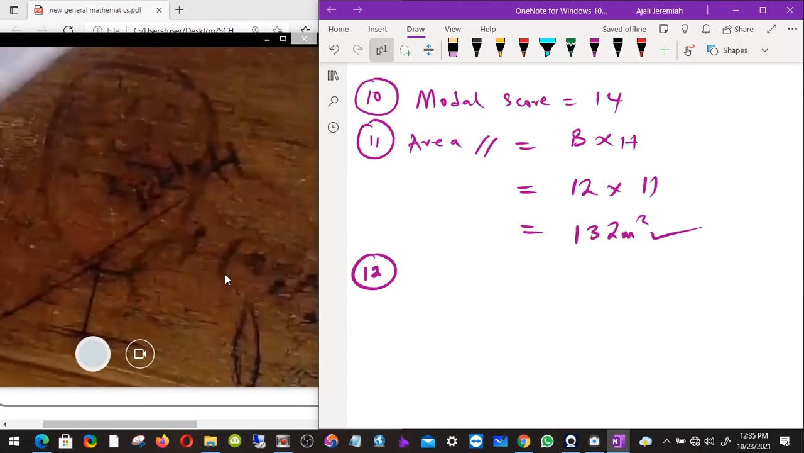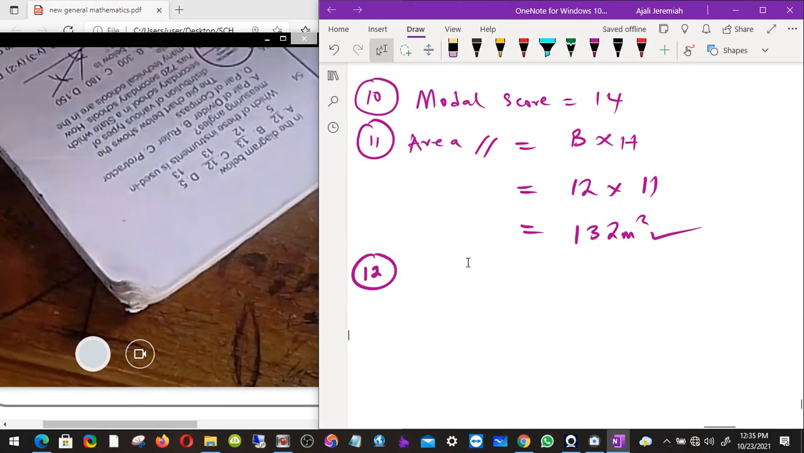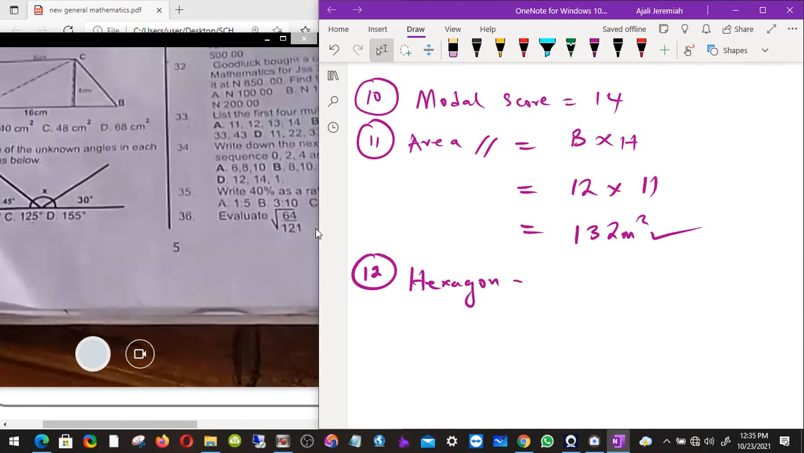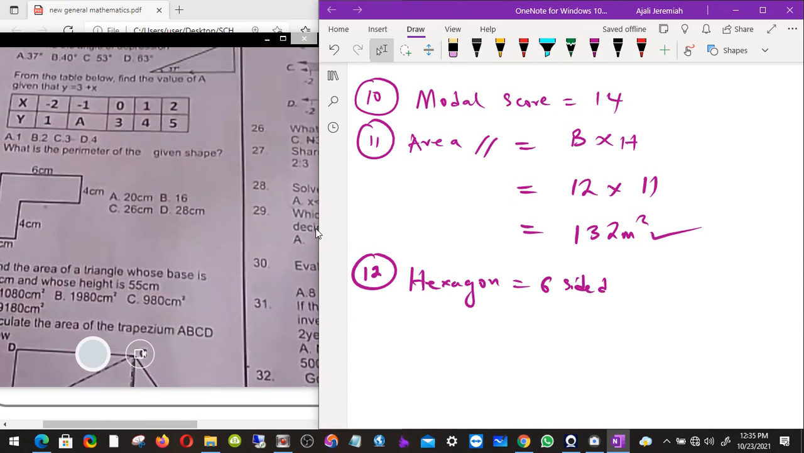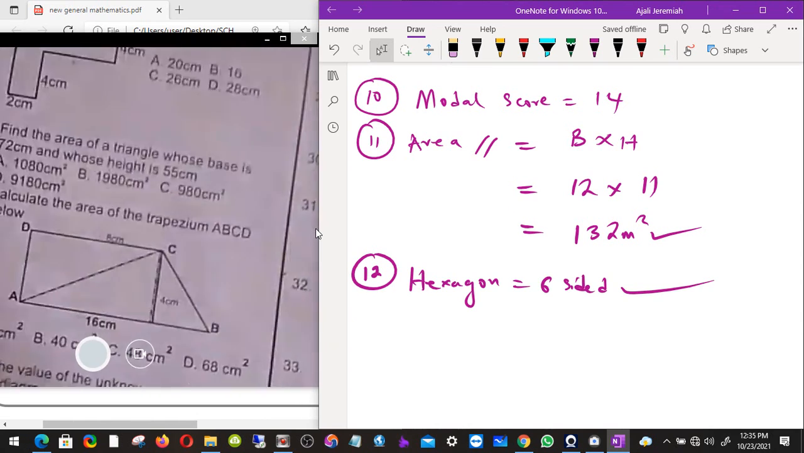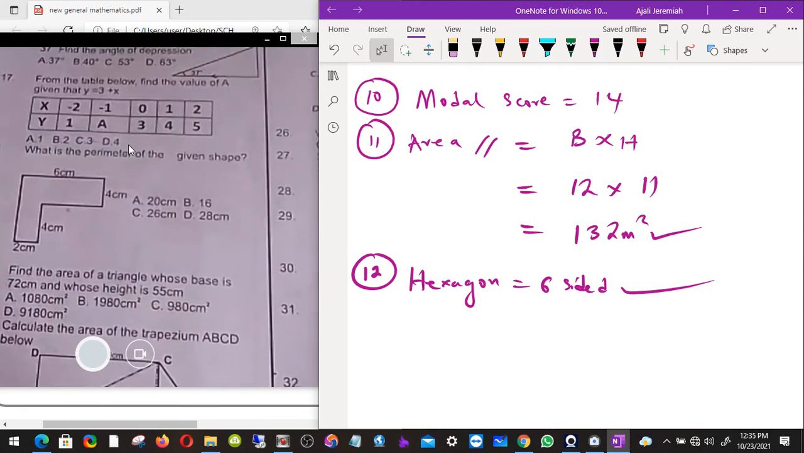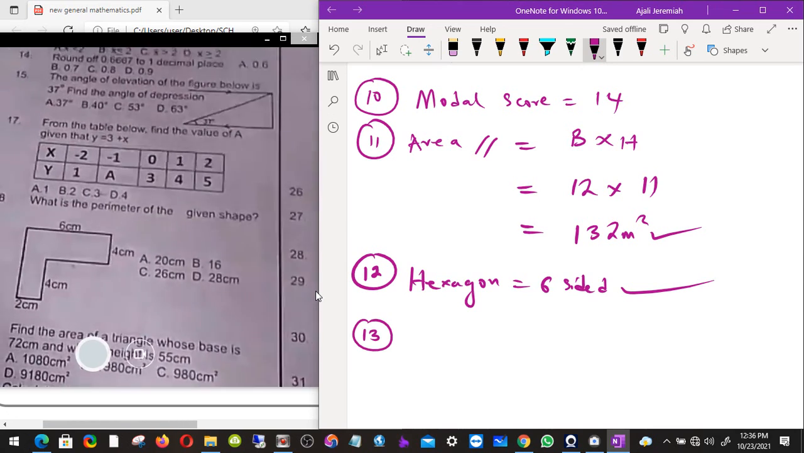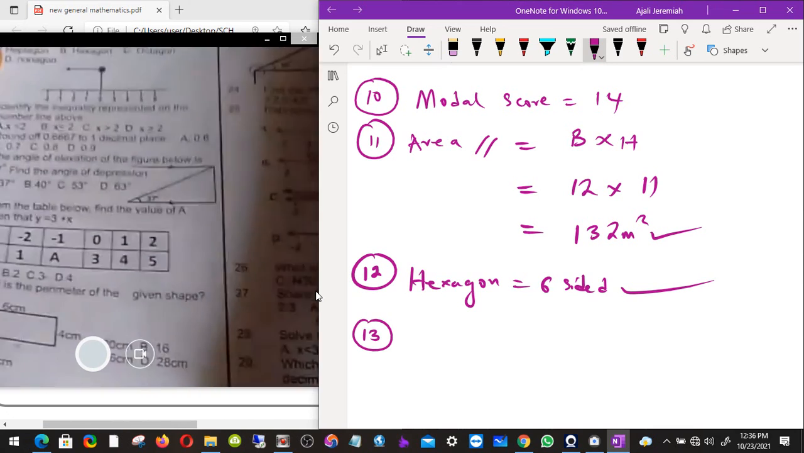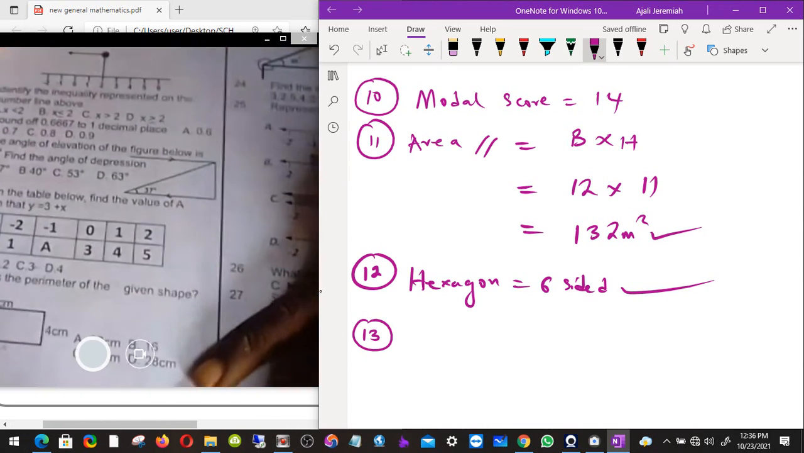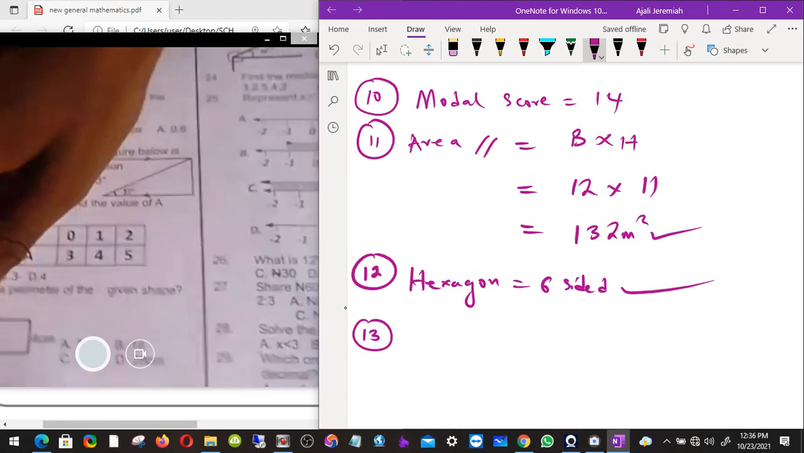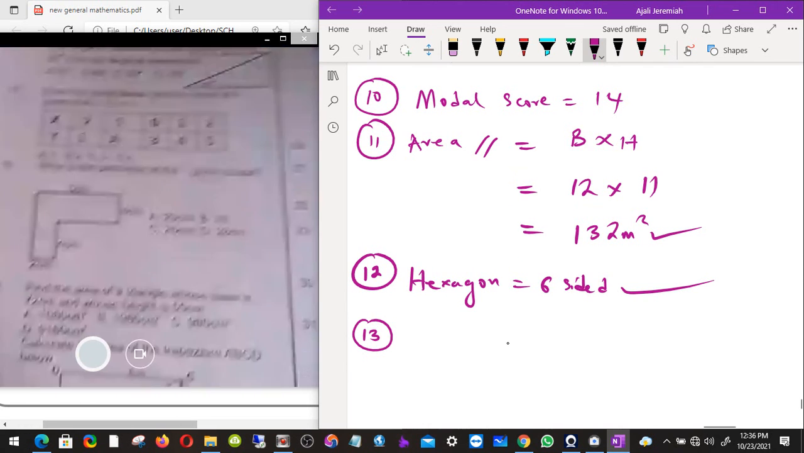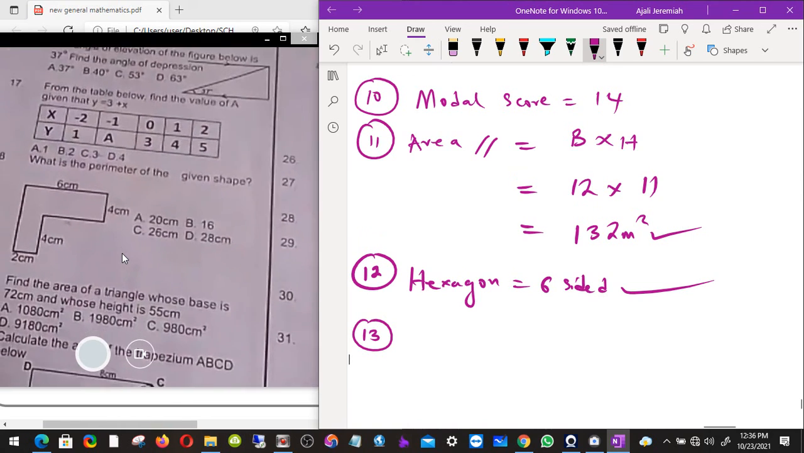Go to number 13, please. Have you solved number 12? Okay, number 12 is hexagon, right? Number 13. He's going there now. Ephraim, are you not saying we are not at number 13? If you are there, you will know now.